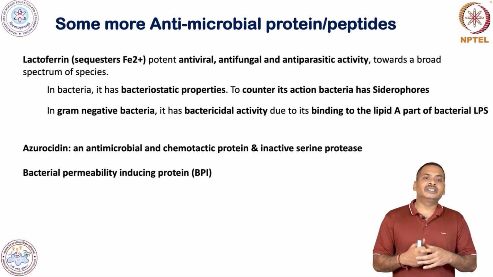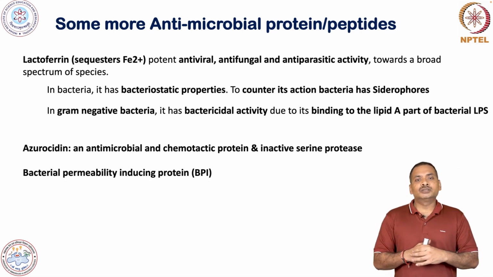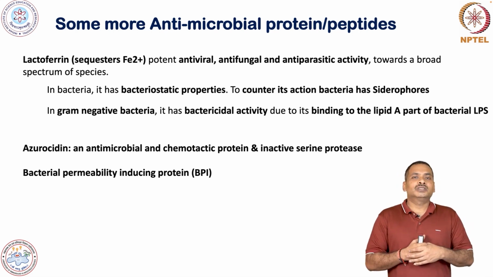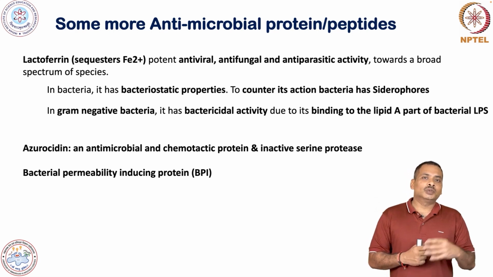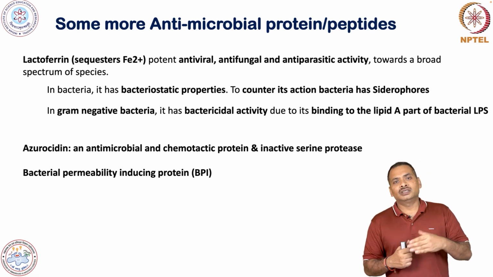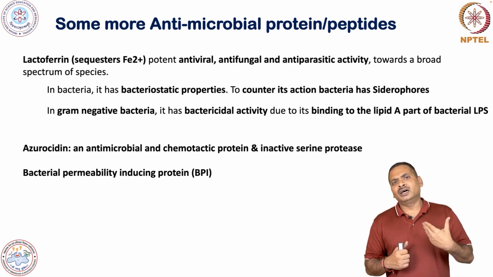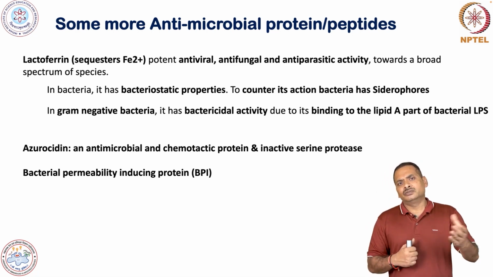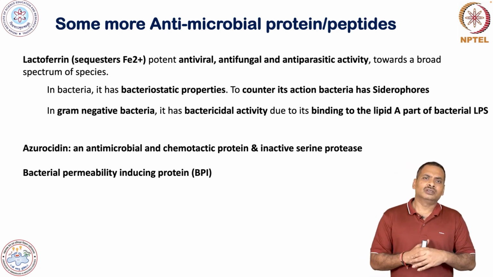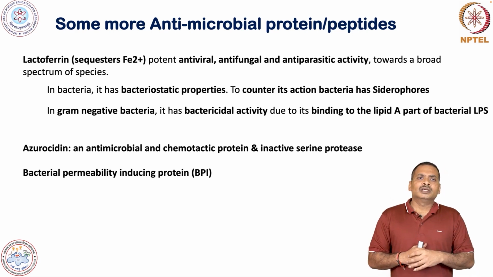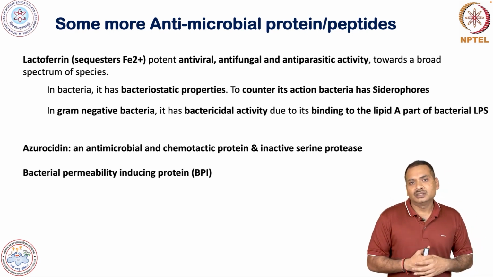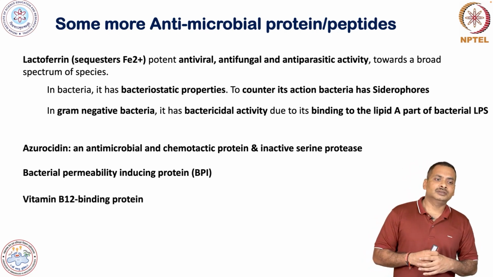There is a bacterial permeability inducing protein. The name itself explains the property. Once this protein binds, it will enhance the permeability to various ions. If you see carefully, this will disturb the permeability overall, and in that way there will be a loss of iron, loss of nutrients, and then the death of the microbe.